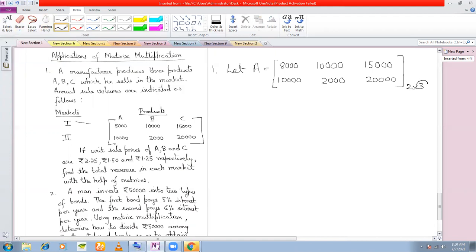Note that the number of columns here is 3. We need to multiply this. Since we need the revenue, we need to multiply the units with the price of each quantity, right? So the number of units sold here is 8,000. We need to multiply this, if this represents A, with the price of each unit for A, isn't it? What is the price for each unit of A? 2.25. So 8,000 needs to be multiplied by 2.25. But we need to multiply everything, isn't it? We need to multiply this entire matrix.